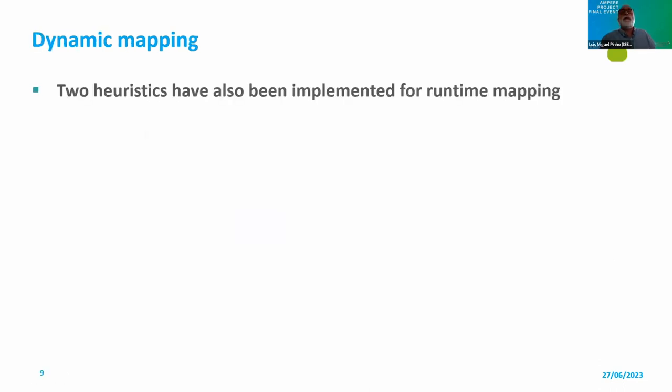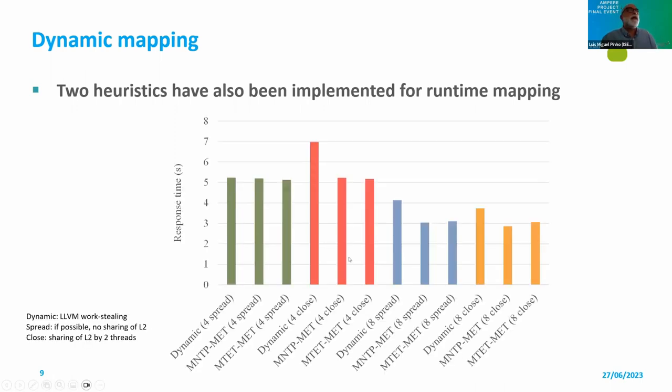We also implemented two of these heuristics in the LLVM, in the actual mapping that the LLVM OpenMP runtime does during execution, and we compared with the vanilla LLVM implementation, which is mostly based on a variant of work stealing. We achieved improvements for more contention, so when we have four threads in four cores sharing the L2, or when we occupy the full system. This is on the NVIDIA CPUs, so eight threads in eight cores. We can reduce the measured worst-case response time because there is less contention in the system.